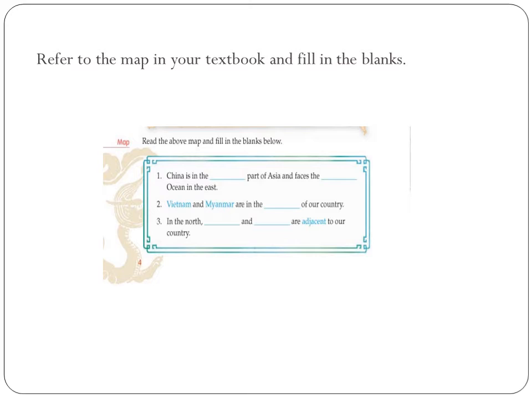Now Vietnam and Myanmar are in the, use the north arrow symbol and find out, are they in the west, are they in the east, which part of our country they are. So the north arrow symbol is very important when you have to locate the directions of different places on the map.